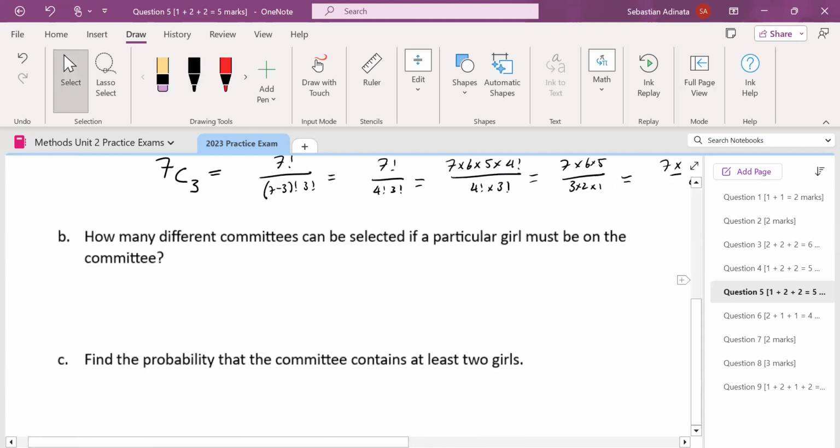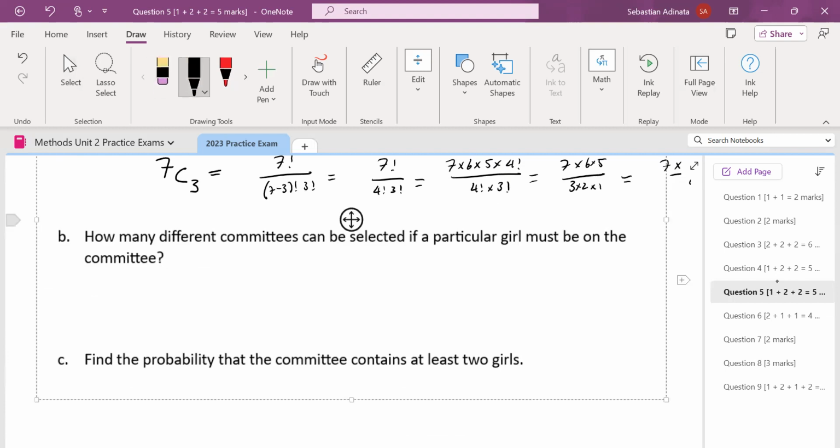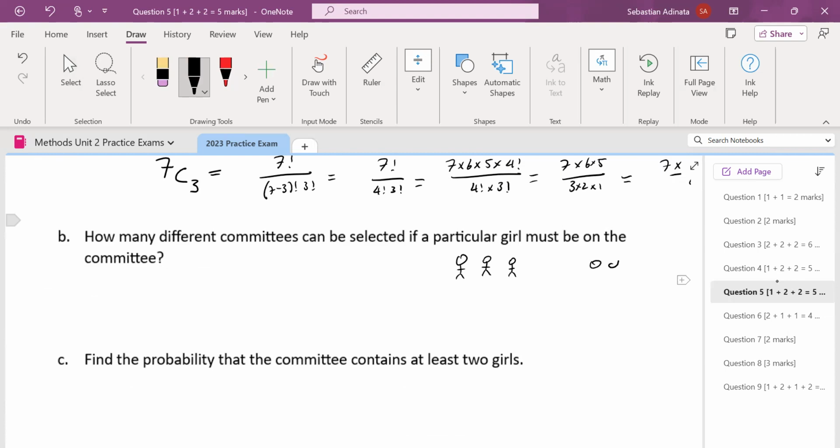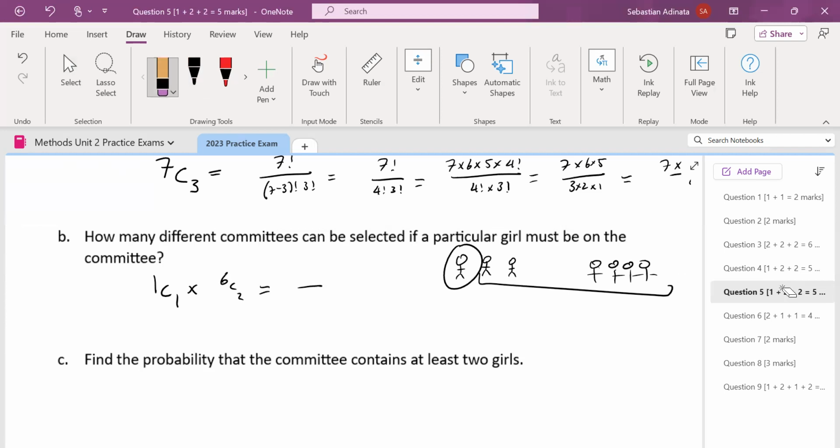How many different committees can be selected if a particular girl must be on the committee? Now, that means out of the girls, so let's say there's, we'll call these 3 girls and then the rest are guys. This guy must be on it. That means we choose 1. Since it's how many different, we're just multiplying the things together. And then the rest, 1, 2, 3, 4, 5, 6 times 6, choose 2. Is equal to 1 over 1 choose 1 is just 1. So we end up with this.